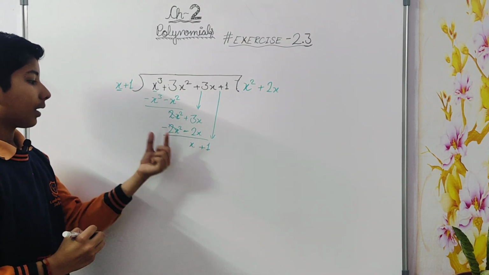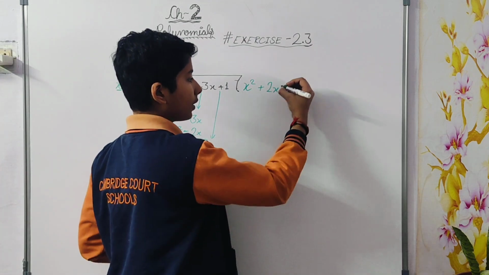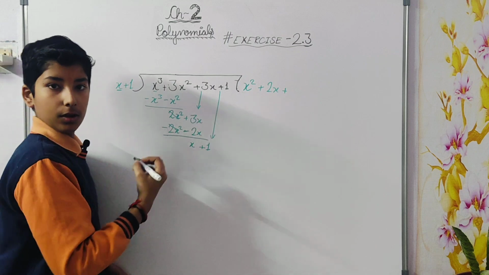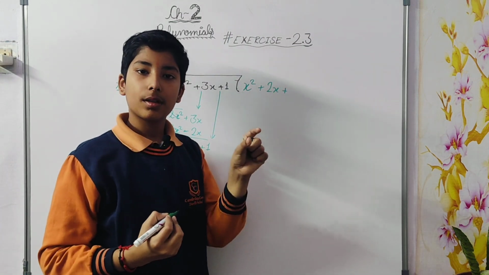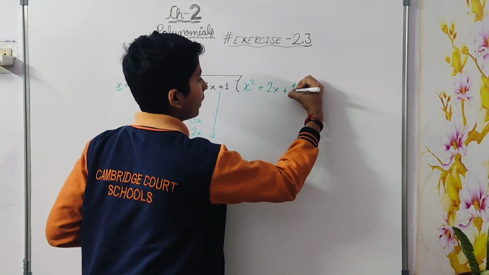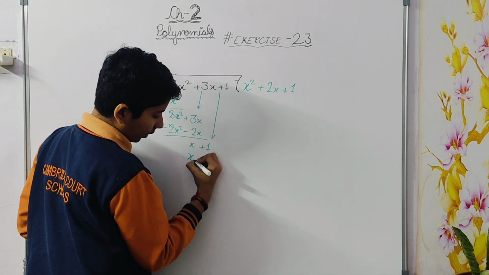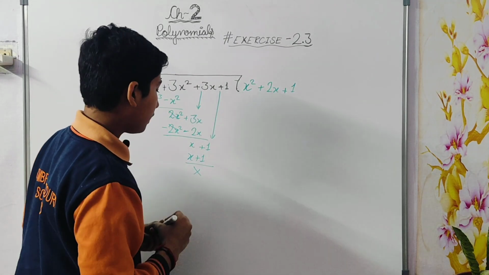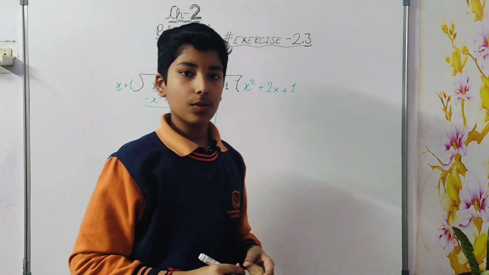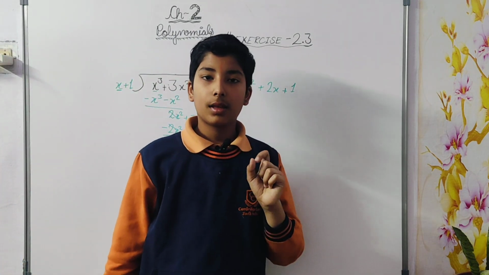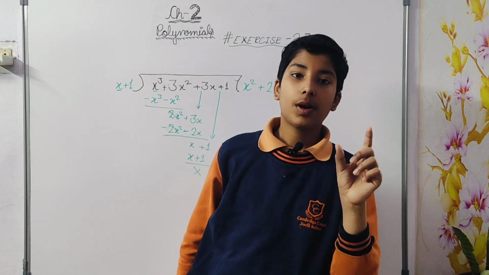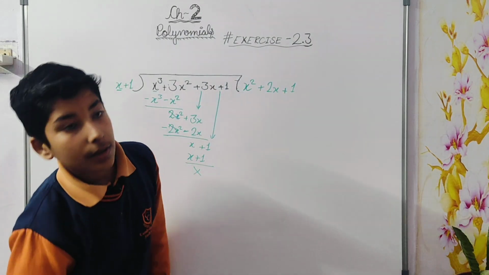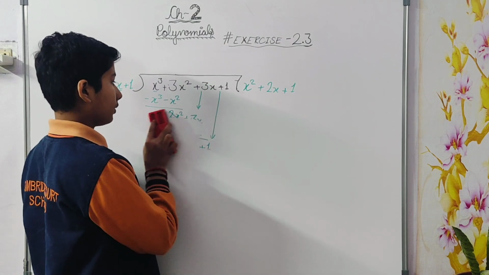x plus 1 here, x plus 1 here. So to get x from x, we require 1. So here x plus 1 will come, which will get 0 as the remainder. So our answer will be 0. The question is asking what will be the remainder, so our remainder will be 0 for this one.